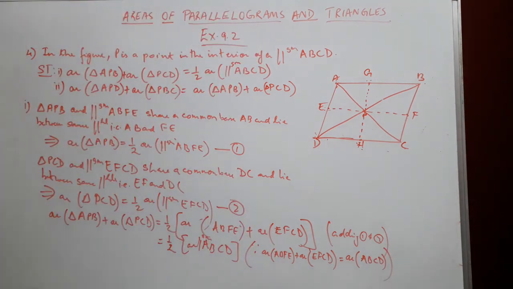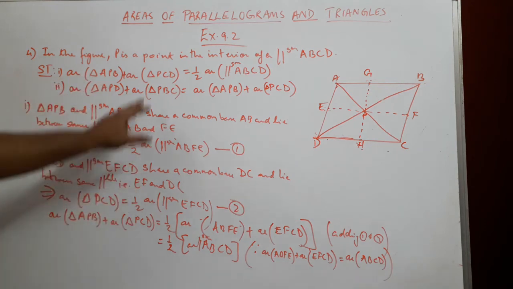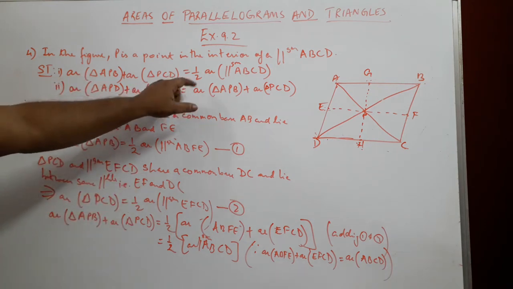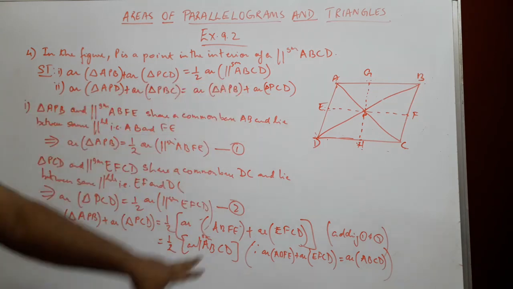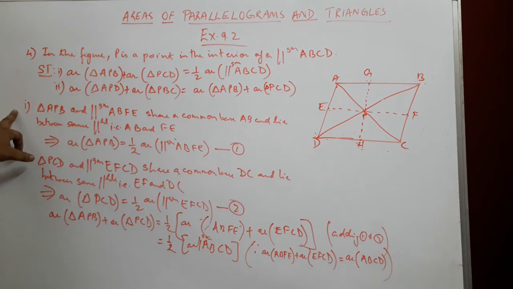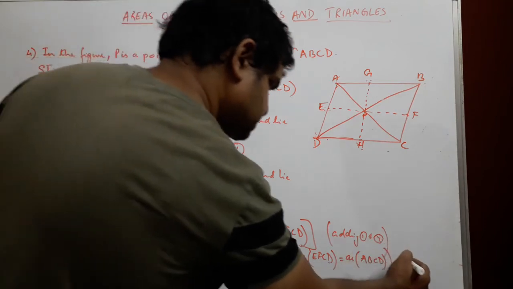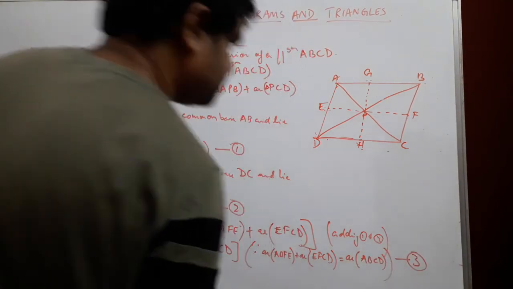Now, with this we have proved it. We needed to prove the first part, which was area of triangle APB plus area of triangle PCD is equal to half of the area of parallelogram ABCD. With this we have proved the first part. Now we need to go to the second part, and for that we'll need to use this part. So I'll mark this as 3.